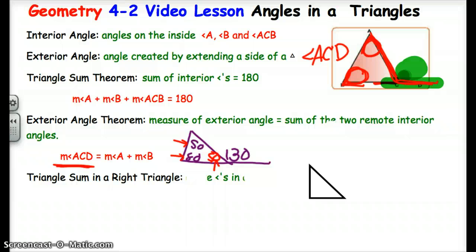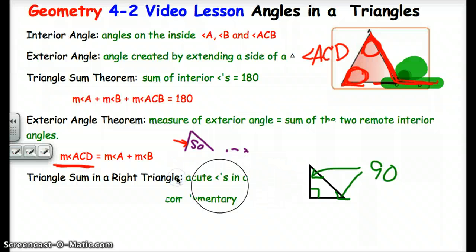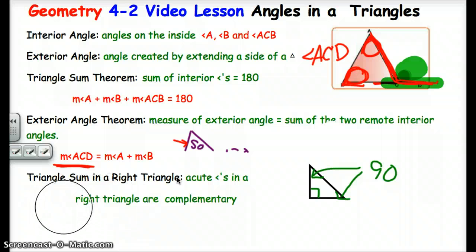Right triangles. Right triangles have a right angle. So I've drawn a right triangle. Here's my right angle. What are these other two angles going to equal? And you're saying, okay, 180 minus 90, they're going to equal 90 as well. That's what the triangle sum theorem in a right triangle says: the acute angles of a right triangle are going to be complementary. So you have a right angle and the other two angles are acute. Those two angles are going to equal 90 degrees.